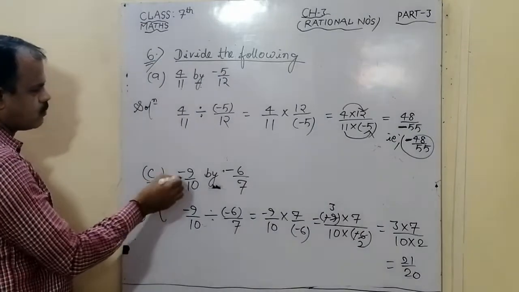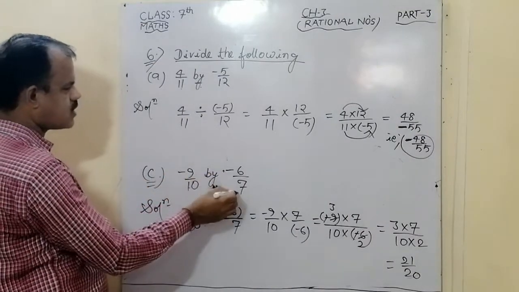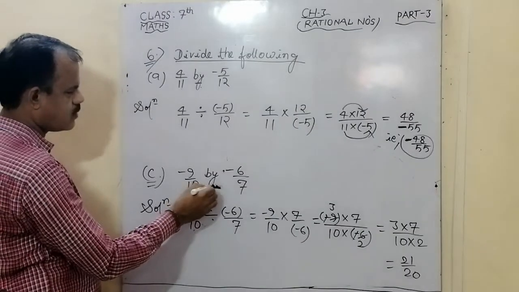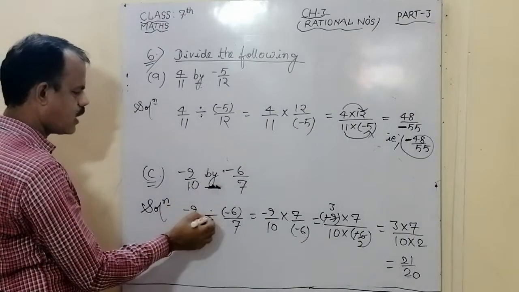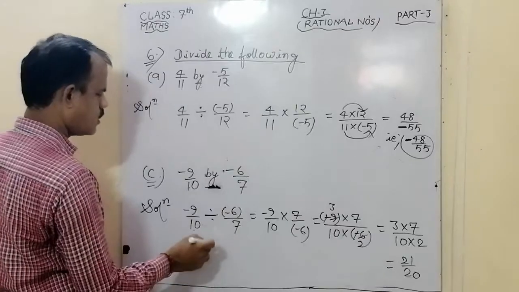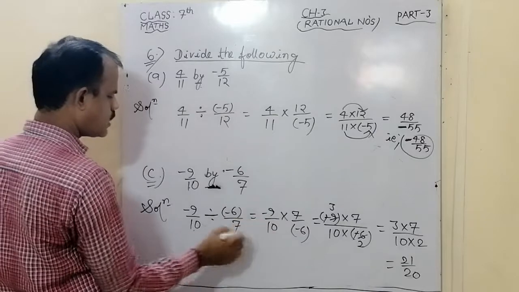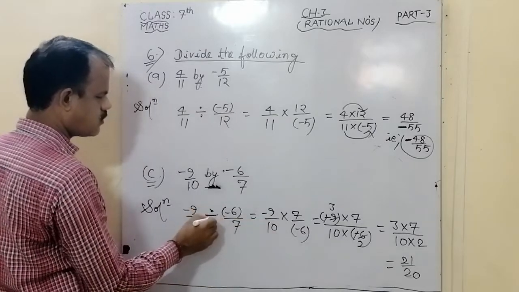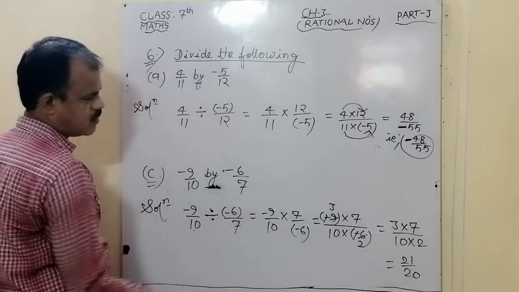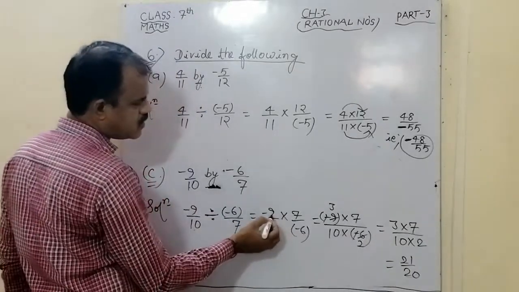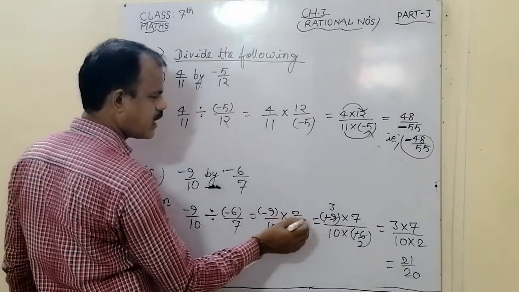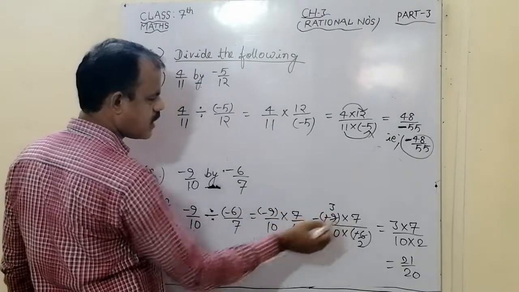See one more part, minus 9 by 10 divided by minus 6 by 7. So we write here minus 9 by 10 and at the place of by we put the divide sign, minus 6 by 7. Now see here, minus 9 by 10, when we change this divide, minus 6 by 7 becomes 7 by minus 6. Now numerator place number is minus 9 into 7, so we write here minus 9 into 7.